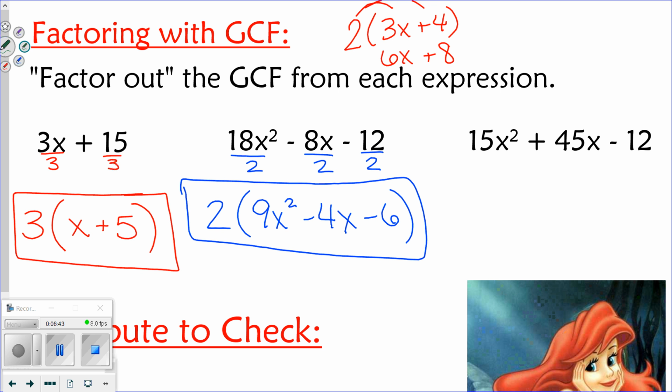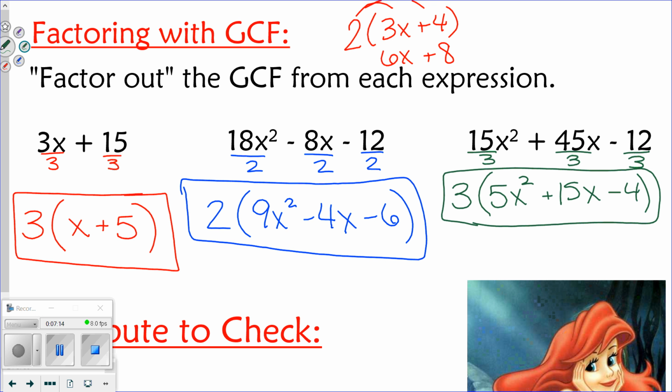Okay? Next one. What goes into all of those? Can I take an x? Nope, because that last one doesn't have one. All right, so take out a 3, which means I'm dividing all of these by 3. And what do we have left? 5x squared plus, minus 4. Good.